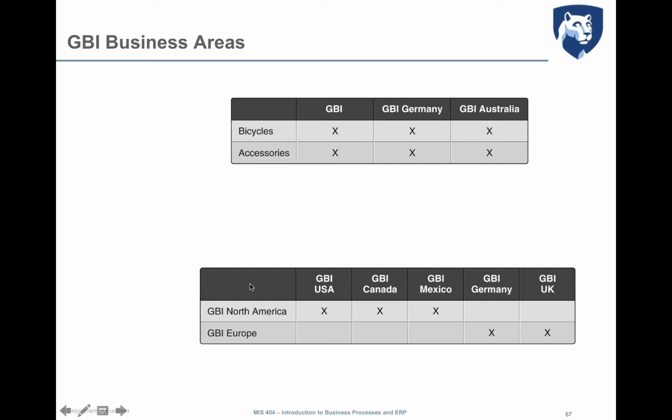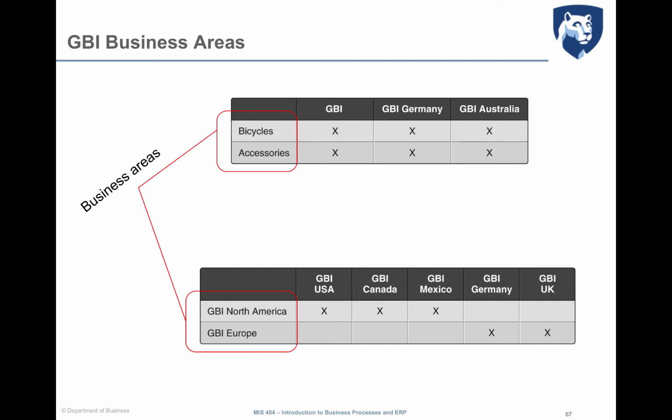Let's see an example of this. As you are familiar with GBI, let's make a hypothesis on two cases relating to the bicycle industry. In the first case, GBI business areas are defined in terms of products of the individual company, so bicycles and accessories. In this case, financial statements are generated for all the companies that operate producing and selling bicycles and accessories.